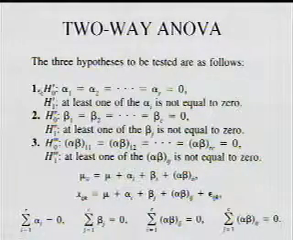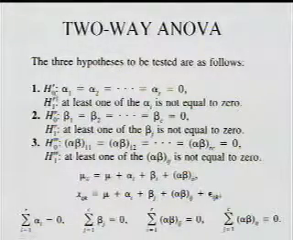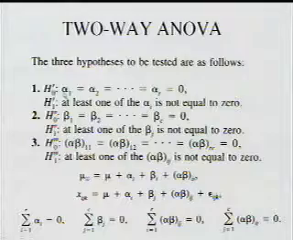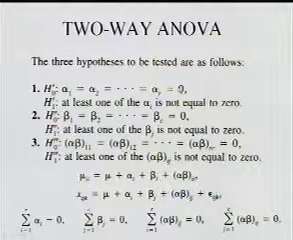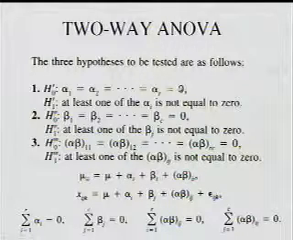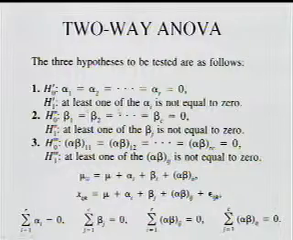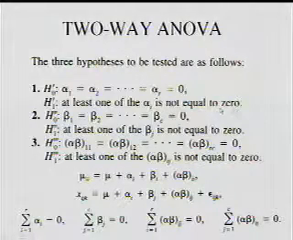So here we see the three hypotheses tested are as follows. The null hypothesis prime, alpha 1 equals alpha 2 equals so on and so forth equals 0. So we're saying that none of them is different from 0. The alternative hypothesis is that at least one of the alpha i's, alpha 1 to I here, of course, is not equal to 0.